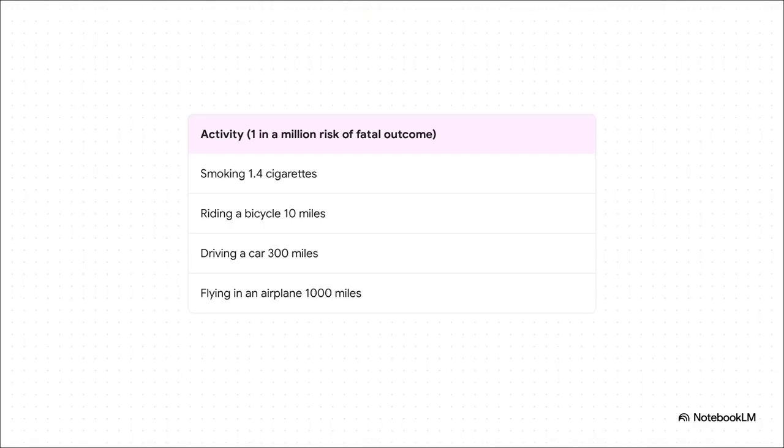The chance of a fatal outcome from a dental X-ray is about the same as smoking 1.5 cigarettes or riding your bike for 10 miles. It's actually less risky than driving 300 miles in a car. We take on these kinds of risks every single day, most of the time without even thinking about it.